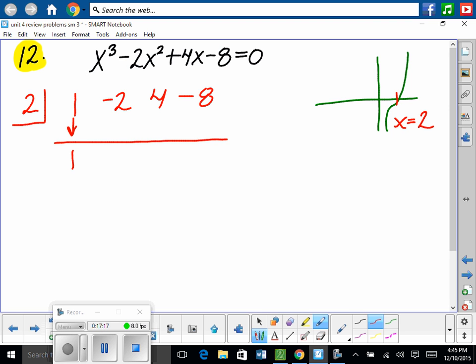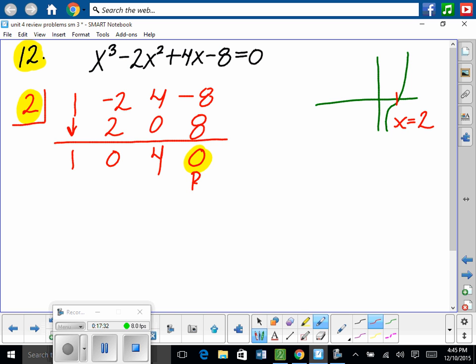Drop down that 1. 1 times 2 is 2. Add straight down, 0 times 2 is 0. Add straight down is 4. 4 times 2 is 8. Add straight down is 0. That remainder has to be 0, otherwise this was not a root. So we know we've done this correctly.